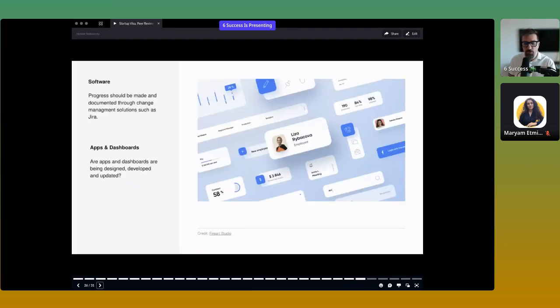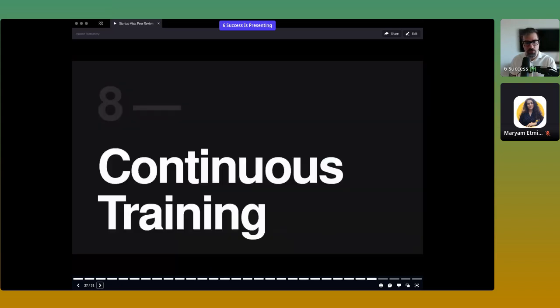And also it goes to the software and dashboard. You need to make sure that you have mechanisms in place to document your changes, how you identify features, how you improve them, how you build them, and what the results are. It's the dashboards or whatever you need to do.